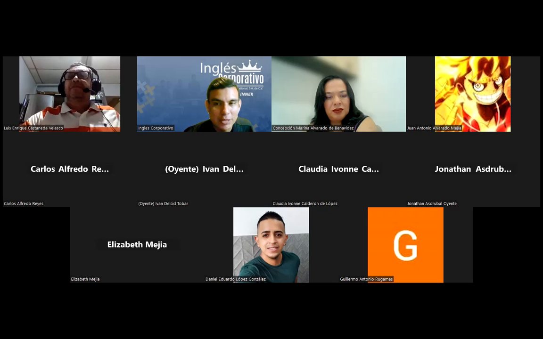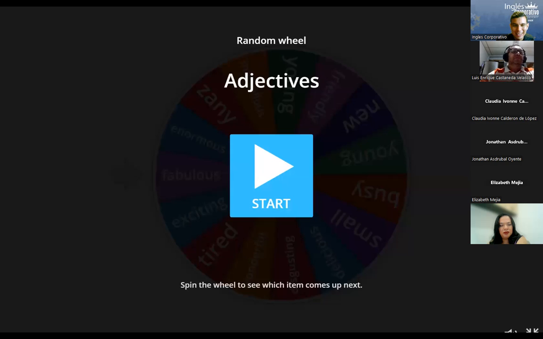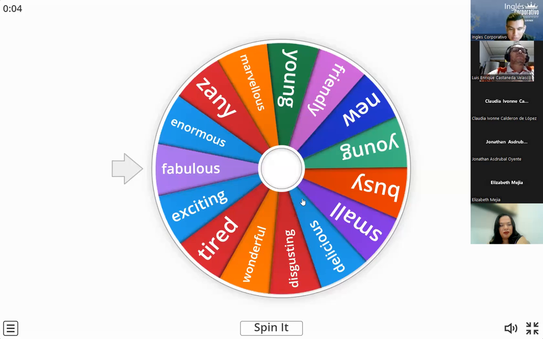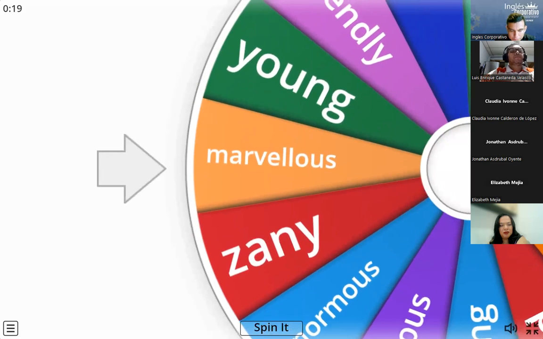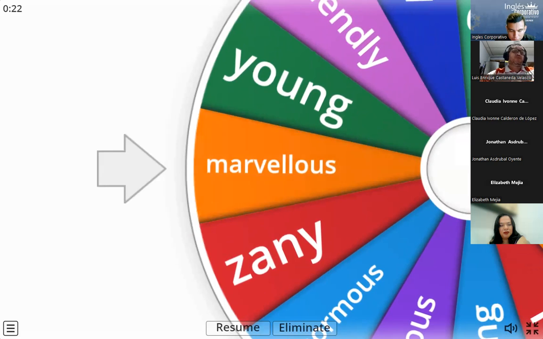Fast, okay. Faster es la comparación. El adjetivo en sí es fast. Ok, vamos a ir a este ejercicio. Ustedes me dicen el opuesto, vamos a ver si recuerdan. Me tienen que decir el antonym, no el synonym, el antonym. Ok, here we go. Okay, marvelous.